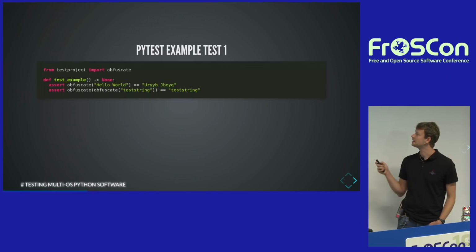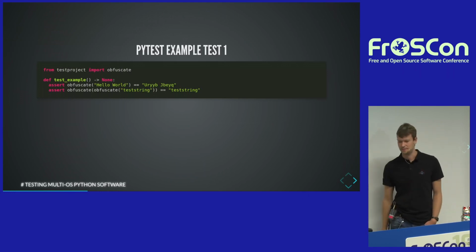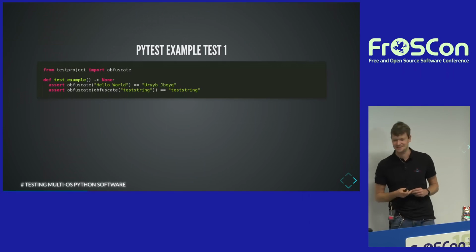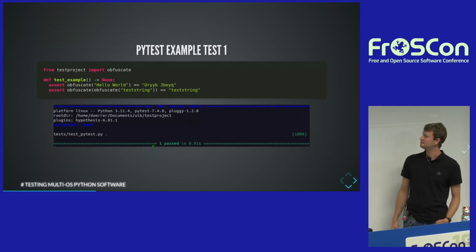And this assert statement checks whether this equality is given. And basically this is what we would expect when shifting every letter by 13 positions. So very simple check. The second line just checks the other property that I just mentioned, whether the obfuscation of the obfuscation is the input again. So what do we get here? We execute this and we see this works.